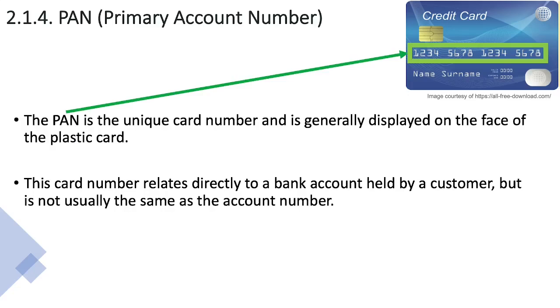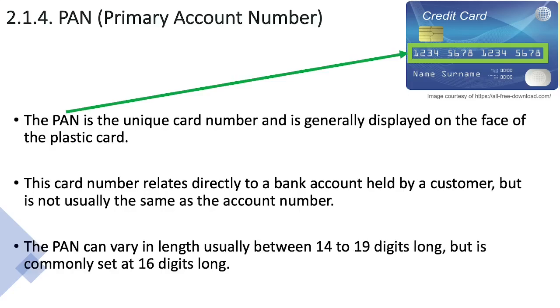So when a transaction comes online, it will come online with the PAN, okay, and the backend system will use the mapping to associate the card to the account so that it can debit the funds of the relevant linked account. PANs can vary in length, right? So usually between 14 and 19 digits long, but we see that the most common format, well, in my experience anyway, is that PANs are usually 16 digits long.